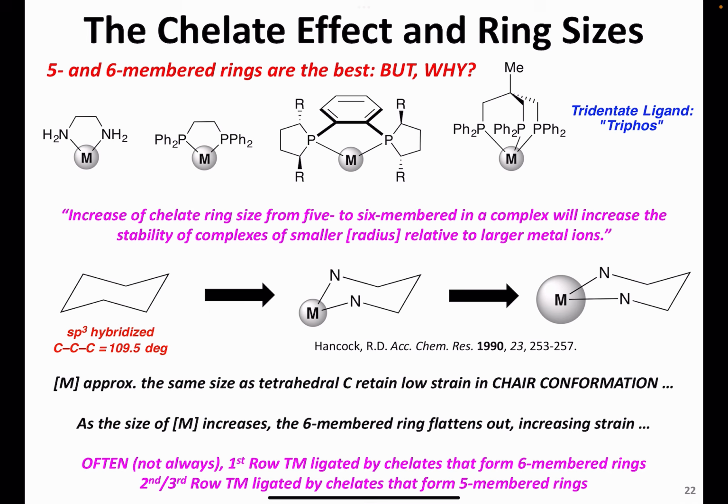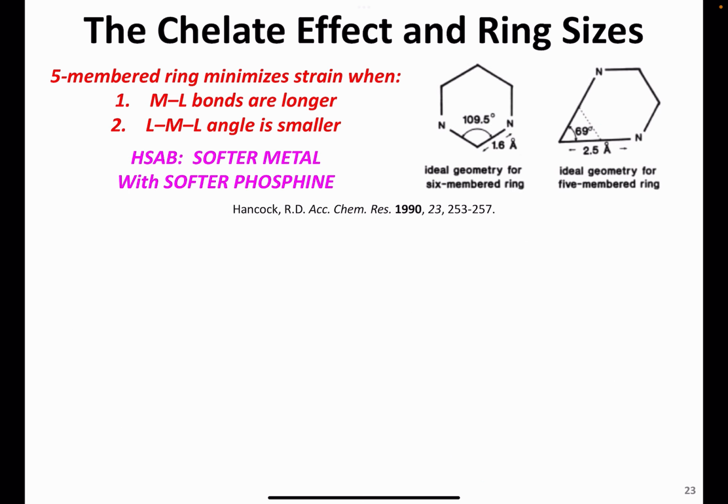This is highly unfavorable. And so what you often observe is that first-row transition metal complexes are typically ligated by chelates that form 6-membered rings. As you drop down to the second and third row of the transition metal series, the metal atom gets bigger, and you tend to see chelates that form 5-membered rings at those transition metal centers. And so why 5-membered rings at bigger metal centers?